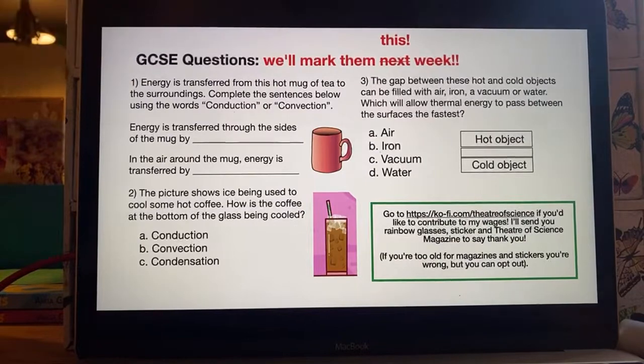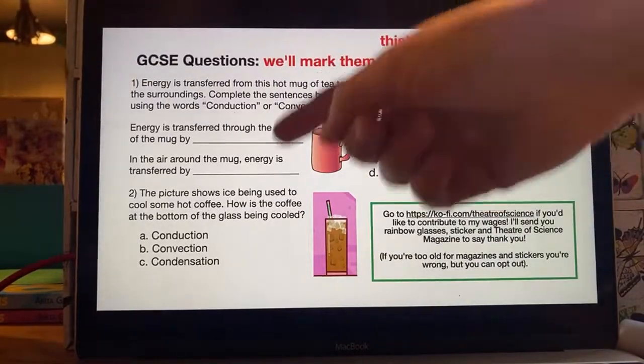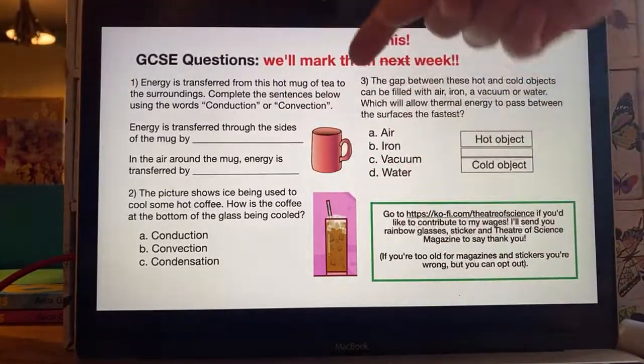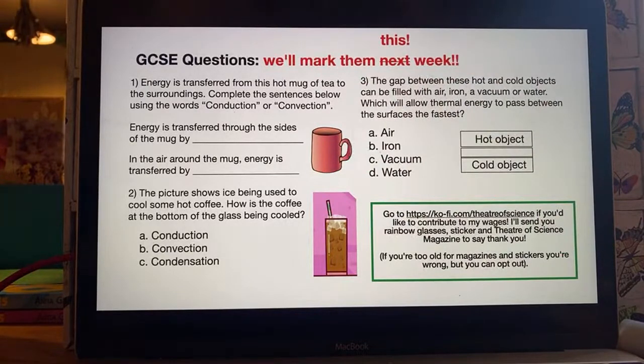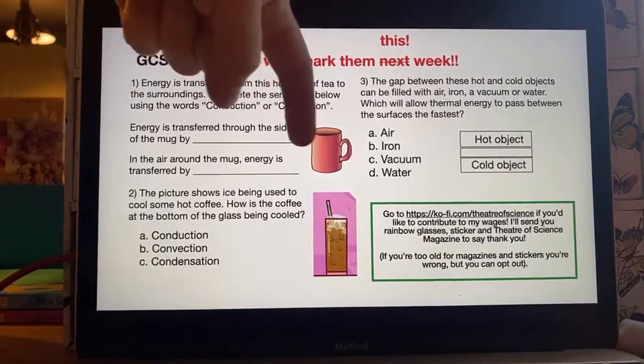Energy is transferred from this hot mug of tea to the surroundings, the air. Complete the sentences below using the words conduction or convection. Energy is transferred through the sides of the mug by... That should be fairly easy for you, I hope, at this level.